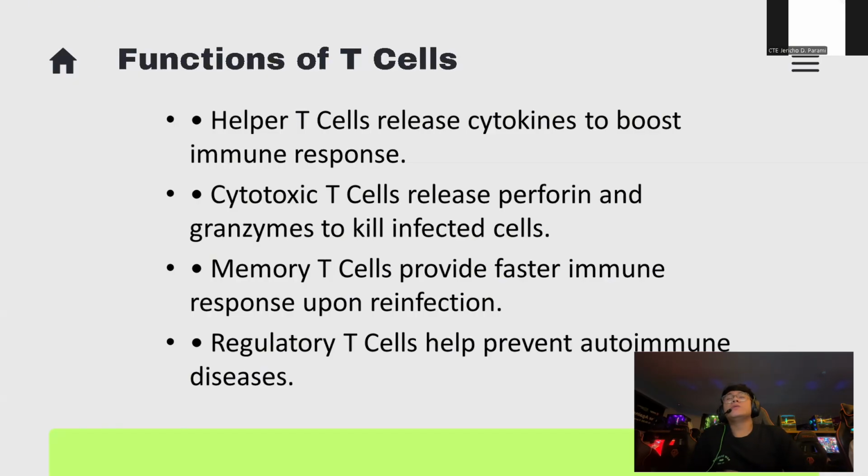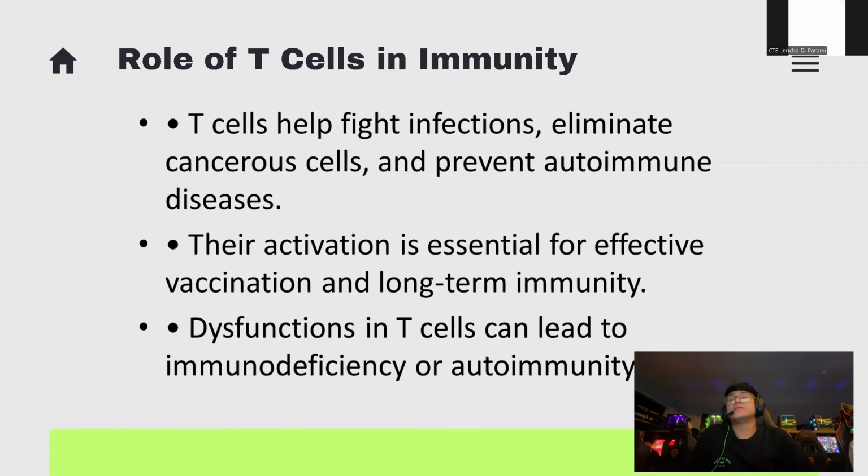Now, we'll know about the role of T cells in immunity. What are the roles of T cells? T cells actually help fight infections, eliminate cancer cells, and prevent autoimmune diseases. Their activation is essential for effective vaccination and long-term immunity. Dysfunctions in T cells can lead to immunodeficiency or autoimmunity.